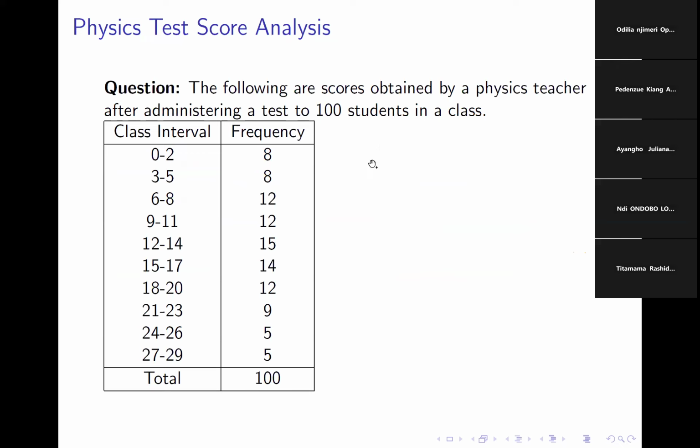So the following scores, this is again a question from the exams. The following scores are obtained by a physics teacher after administering a test to 100 students in a class. Again, the same frequency, but this time we have the intervals, not how many times a specific value appears, but more like between 0 and 2, we got 8 values. Between 3 and 5, we got 8 values. Between 6 and 8, we got 12 values, and so on. So you get a frequency table like this as the scores obtained by the physics teacher for a test of 100. 8 students scored between 0 and 2. 5 students scored between 27 and 29.